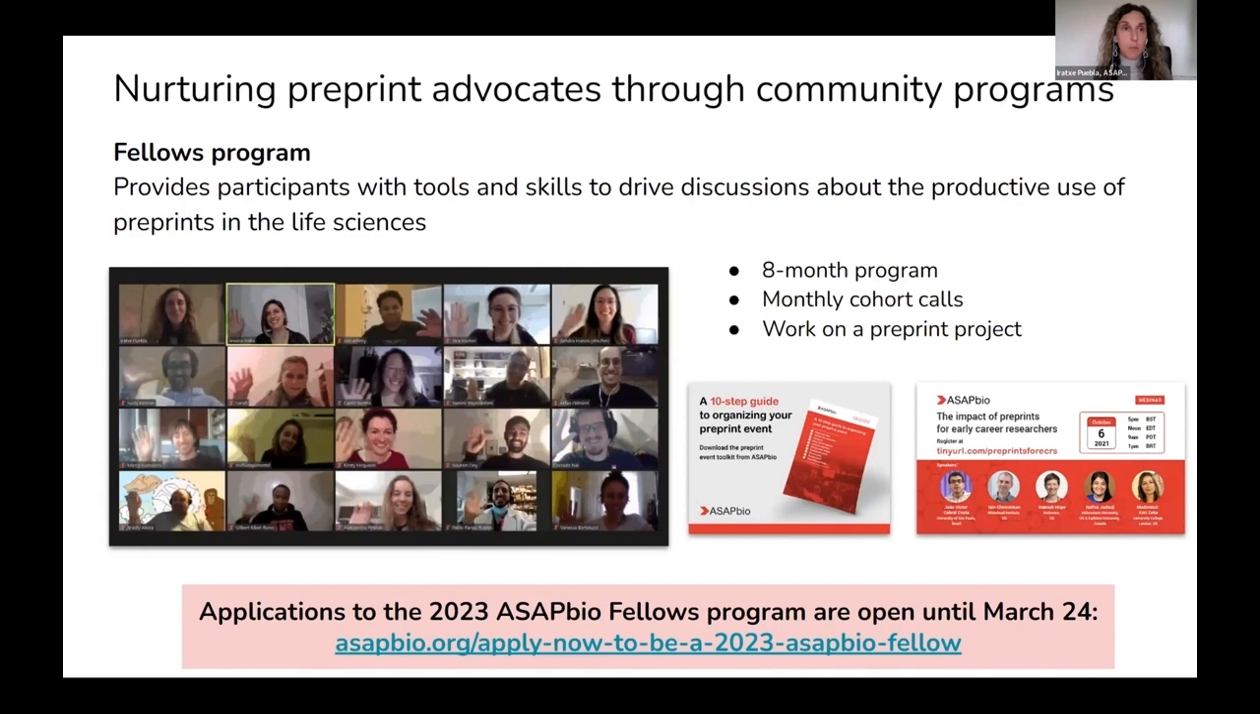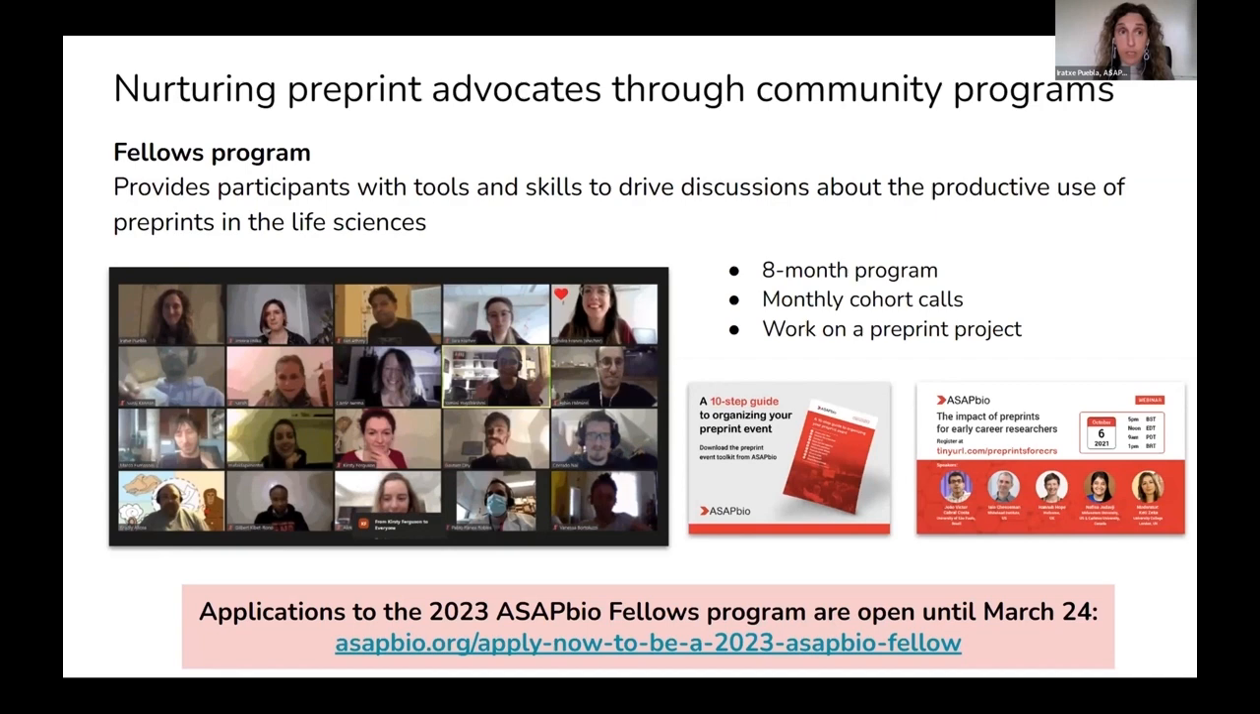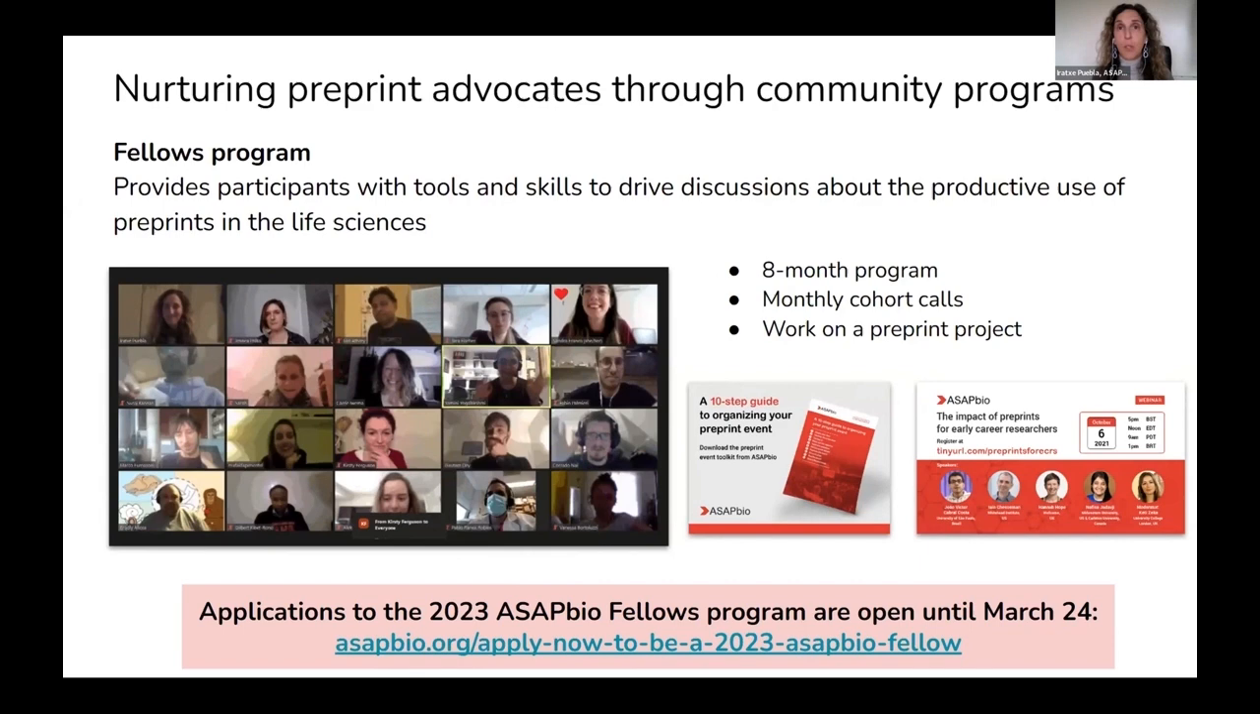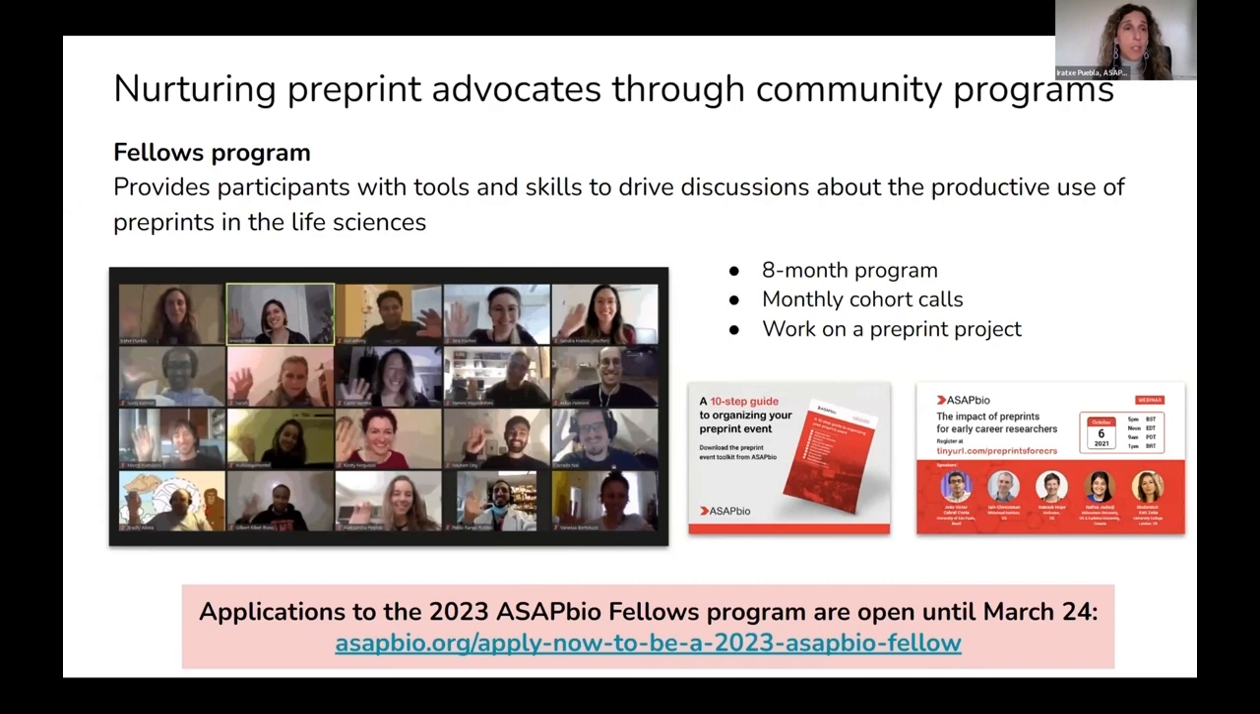So a big part of our activities towards this goal is the Fellows Program. We started this in 2020 and we have since run this in yearly cohorts, and actually we have a call for applications for the 2023 cycle. I link the details there if you are interested in applying to participate in our 2023 cohort.